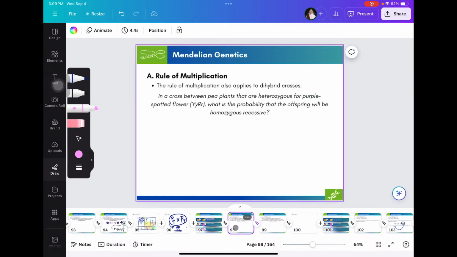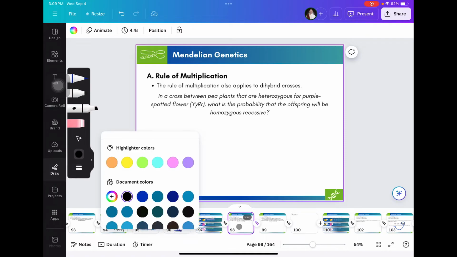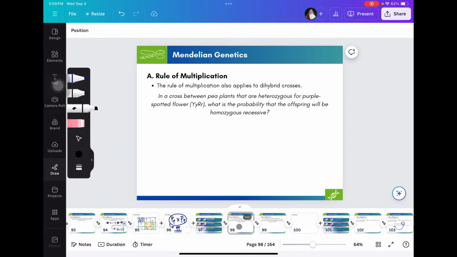Let's have another example, especially if it's already a dihybrid cross, right? So this one is an example of a dihybrid cross. In a cross between pea plants that are heterozygous, so both of our parents are heterozygous as well for two traits, purple spotted flower. What is the probability that the offspring will be homozygous recessive?